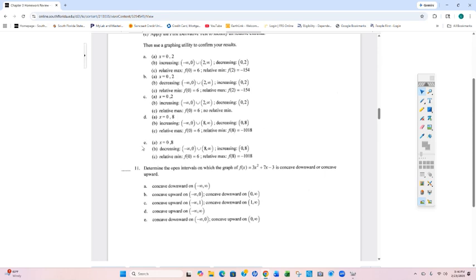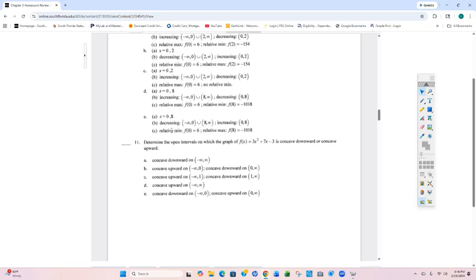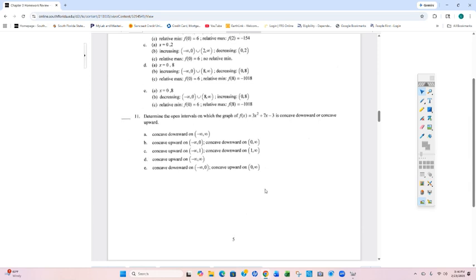Answer choice E. Part A, x equals 0, x equals 8. Part B, decreasing on the intervals negative infinity to 0 and 8 to infinity. Increasing on the interval 0 to 8. Part C, relative minimum f of 0 equals 6, relative maximum f of 8 equals negative 1018. Correct answer to number 10 is D, that is from section 3.3.